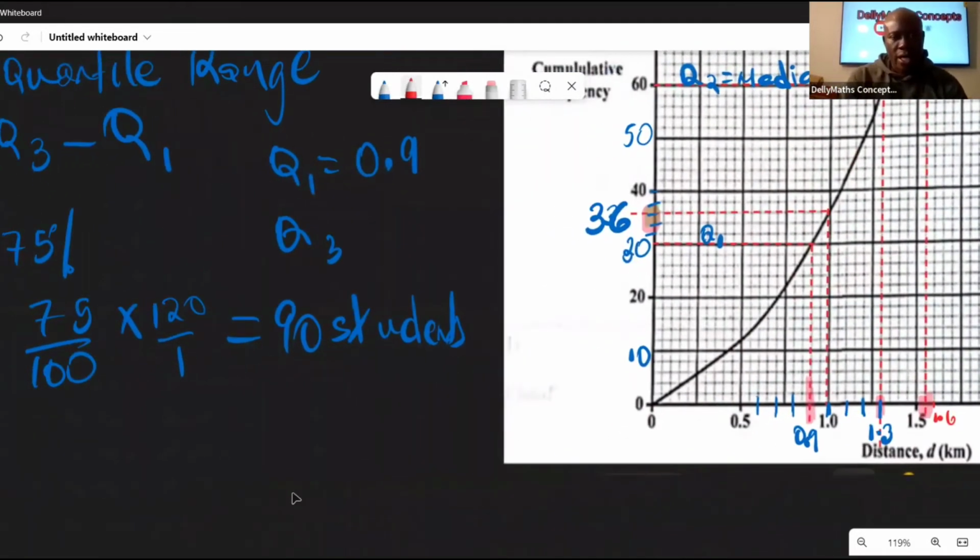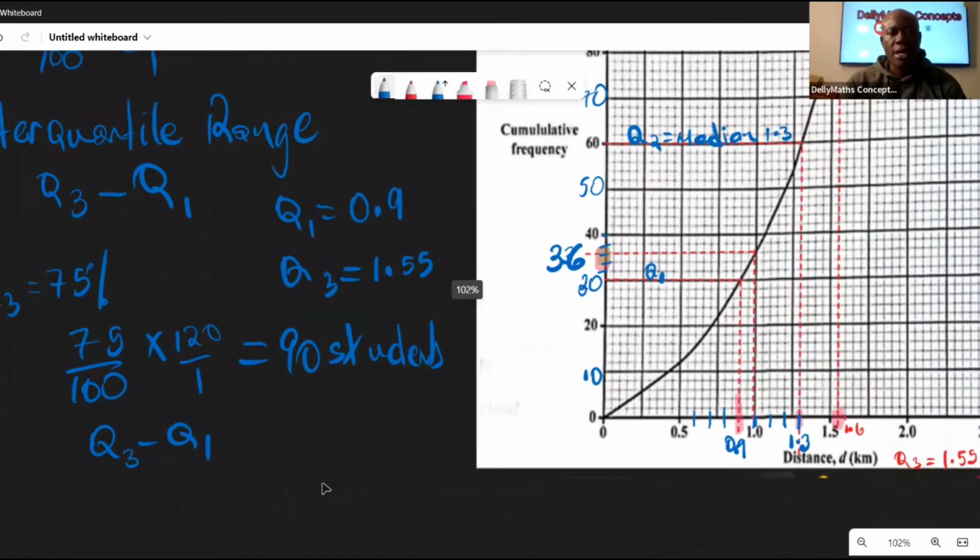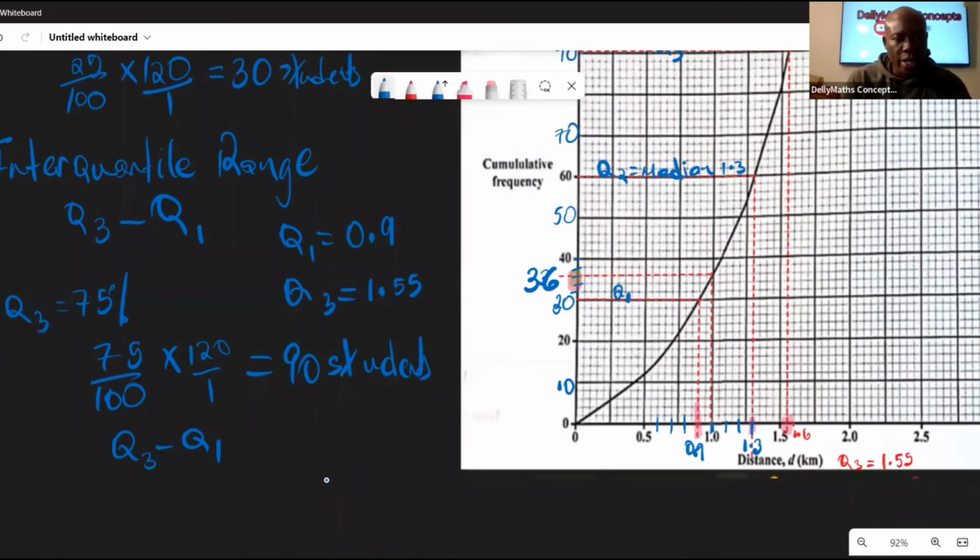So let's go back here. My Q3 has a value of 1.55. So my interquartile range, as we said before, is Q3 minus Q1, which is 1.55 minus 0.9, a value of 0.65 kilometers. So that is the interquartile range, 0.65 kilometers.